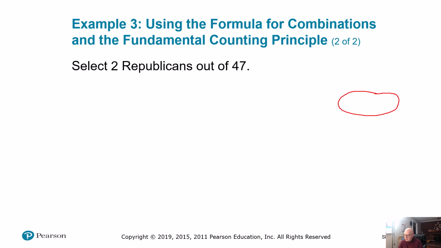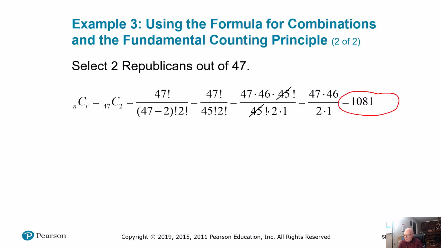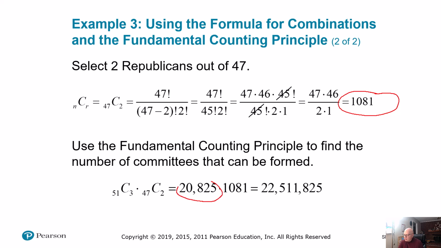Now don't forget, for the Democrats, we had 20,825 ways. For the Republicans, 1,081. Remember the fundamental counting principle? We're putting this back in. We multiply those 2, remember? So multiply the 2 numbers together. There's our number of ways of choosing Democrats. There's the number of ways we can choose Republicans. And for our 5-person committee, we can pick them 22,511,825 different ways.